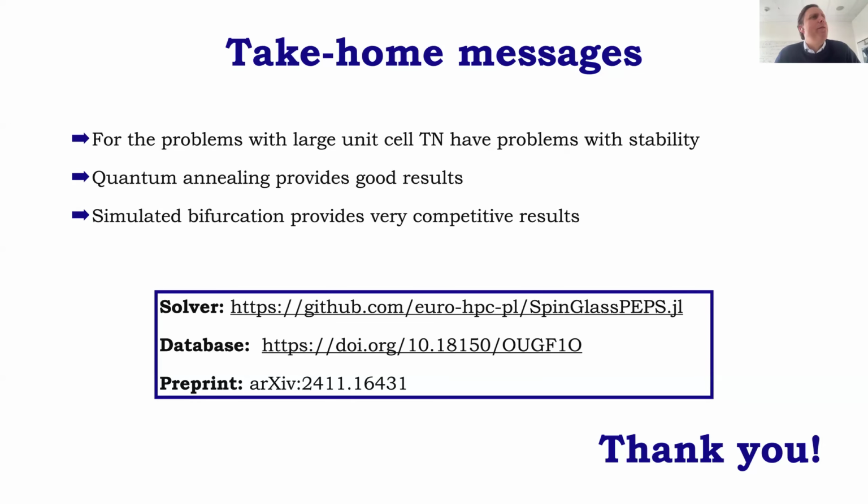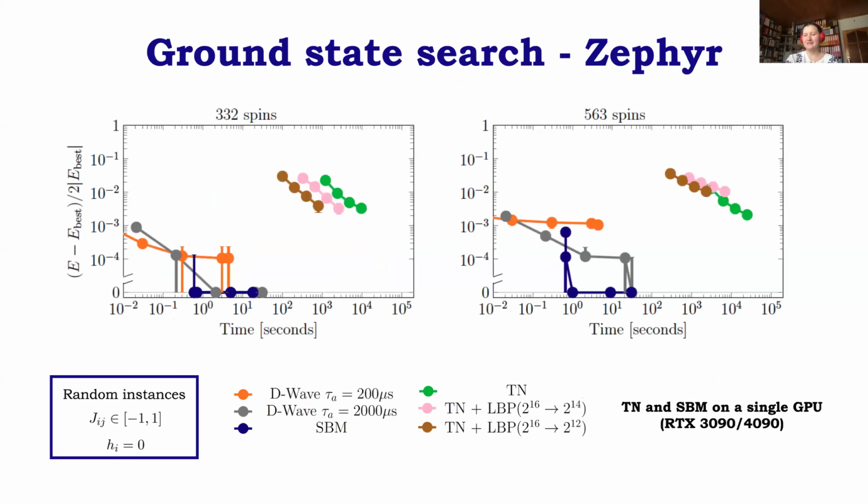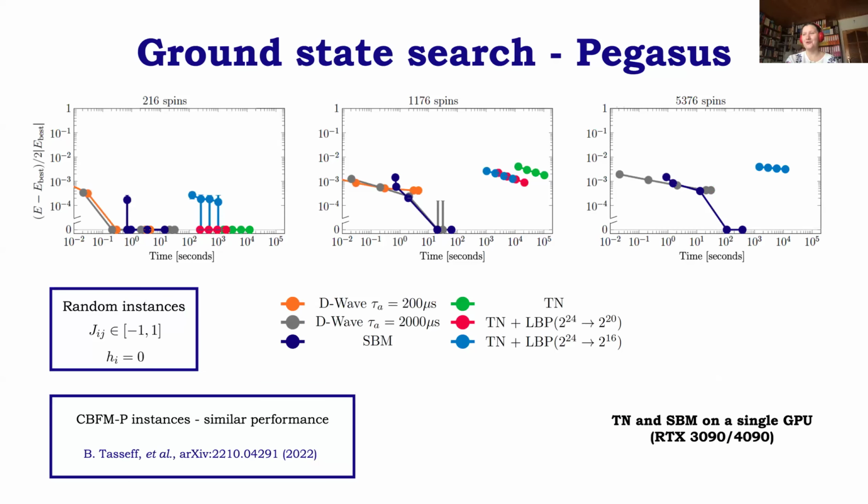Yes, the graphs you showed, for how many instances were those? Maybe I missed it. Is it a single instance or an average? No, it's 20 instances. Okay, and at those sizes, you have no telling whether they are hard or easy, right? Well, those CBFMP instances are supposed to be hard for the classical and quantum solvers. There is a paper by Tasev on random instances, but those CBFMP instances were similar. The performance was similar to the random instances. Okay, thanks.